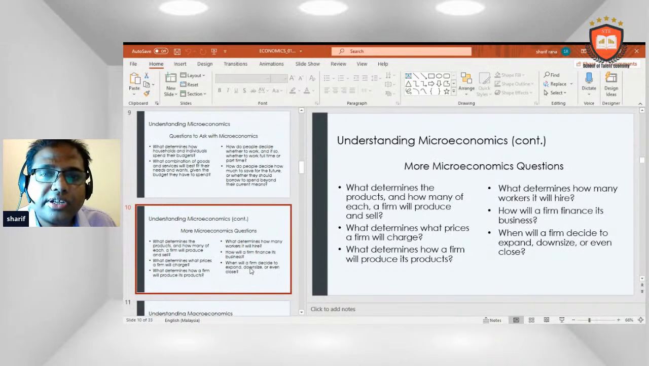Understanding microeconomics in the context of firms. What determines the products and how many of each a firm will produce and sell? What determines what prices a firm will charge? What determines how a firm will produce its products? What determines how many workers it will hire? How will a firm finance its business? When will a firm decide to expand, downsize, or even close?